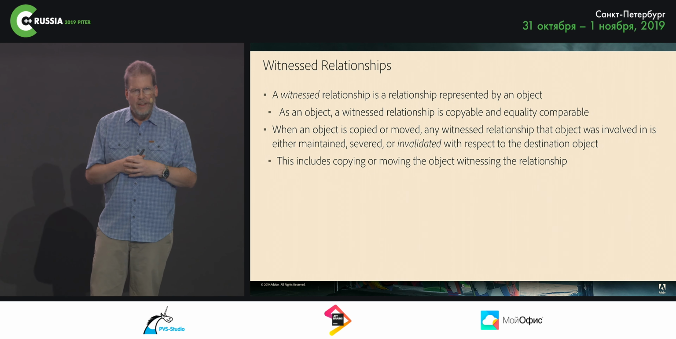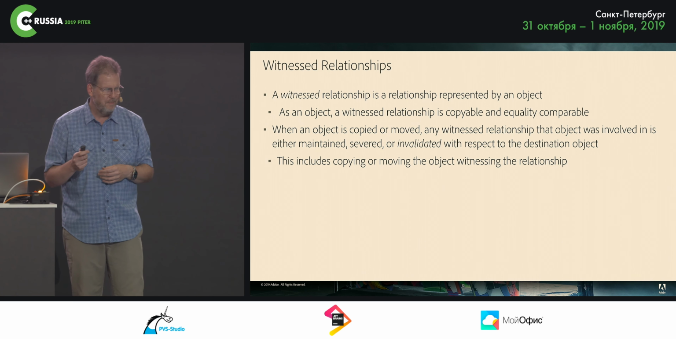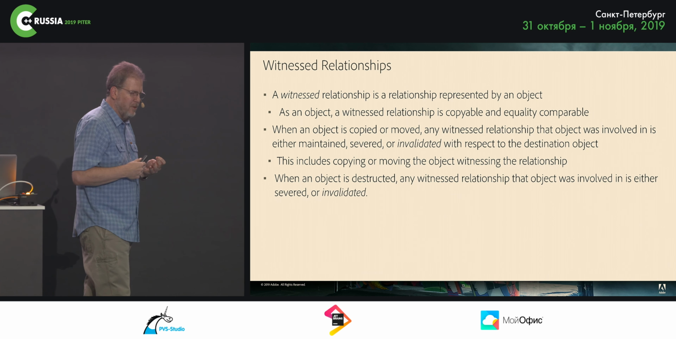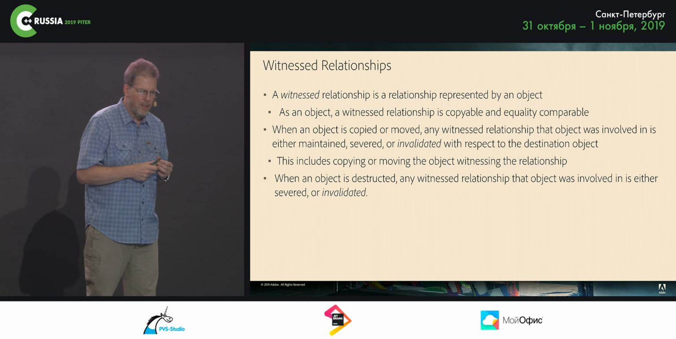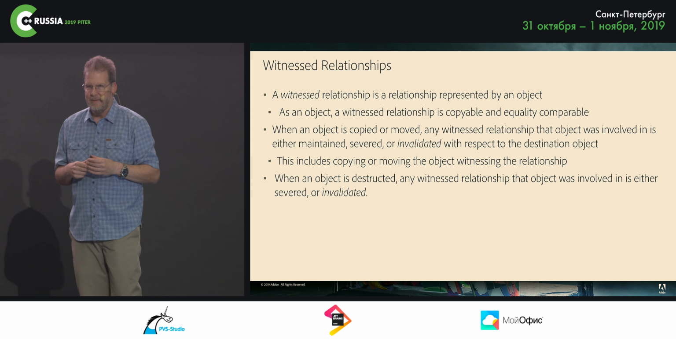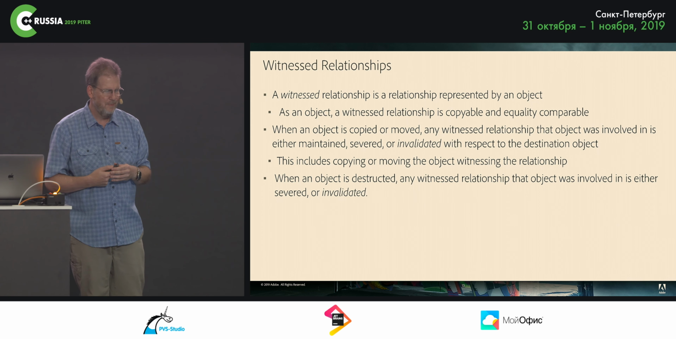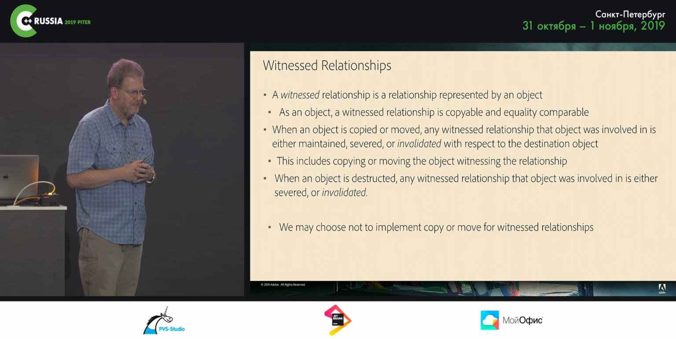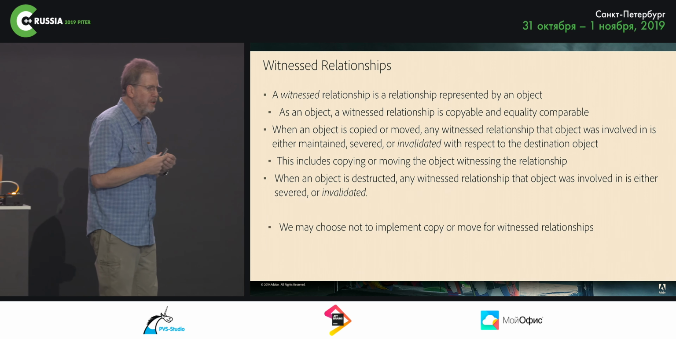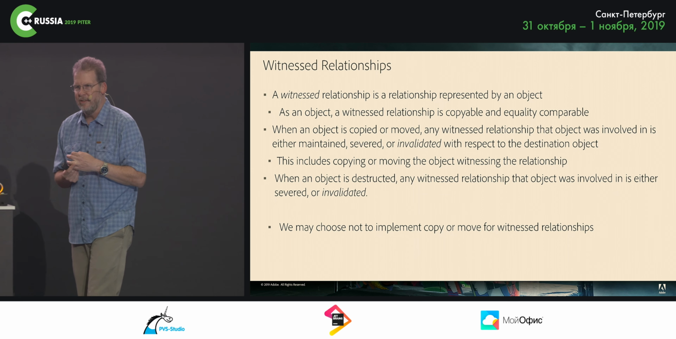Okay? And this includes if we're just talking about the ring itself. When an object is destructed, any witness relationship that object was involved in is either severed or invalidated. Right? So now we have this third invalid state that can come into play. So for this reason, we might choose not to implement copy or move on a witnessed relationship.